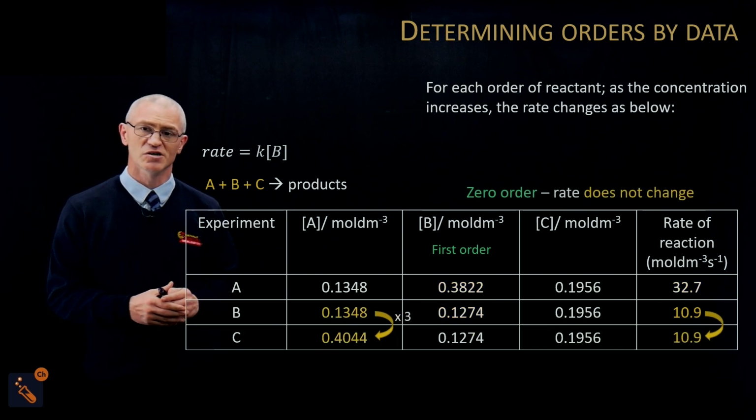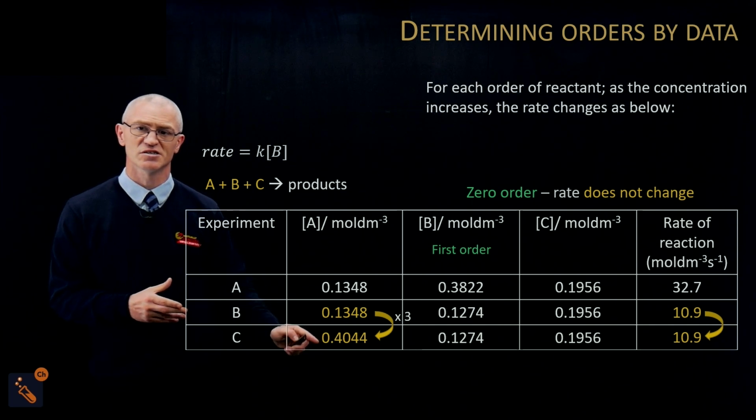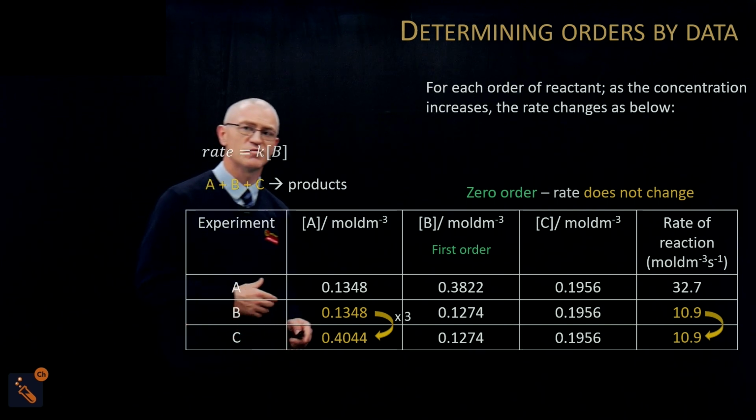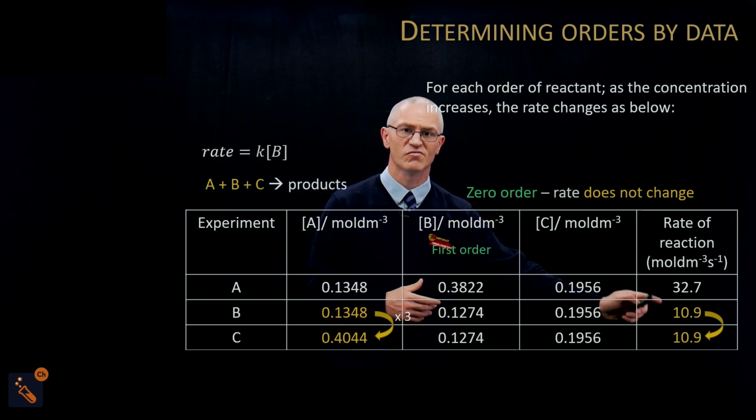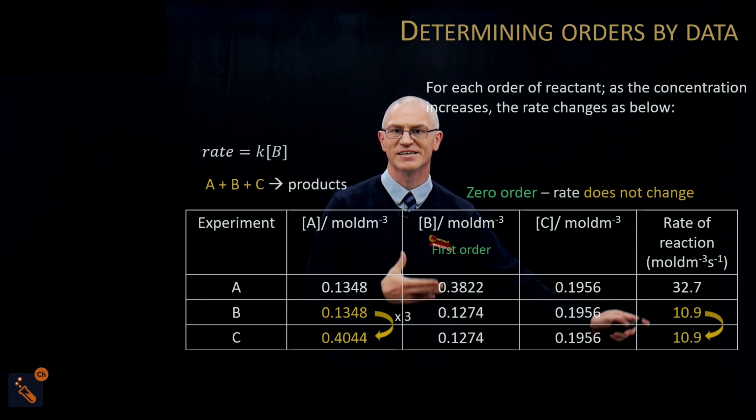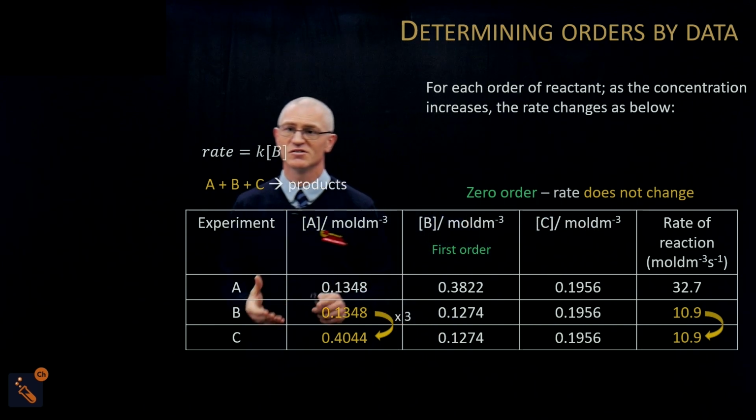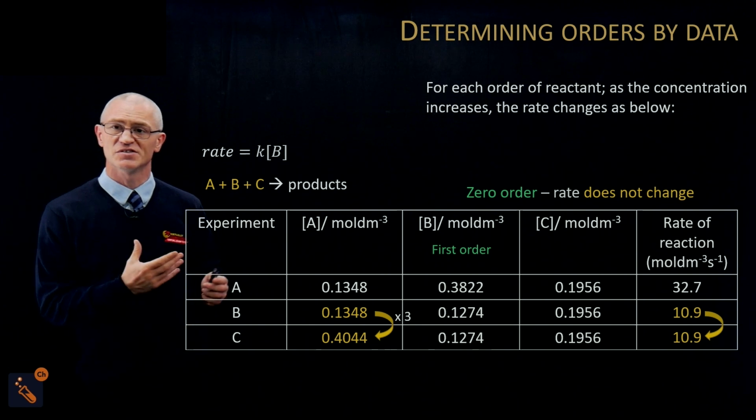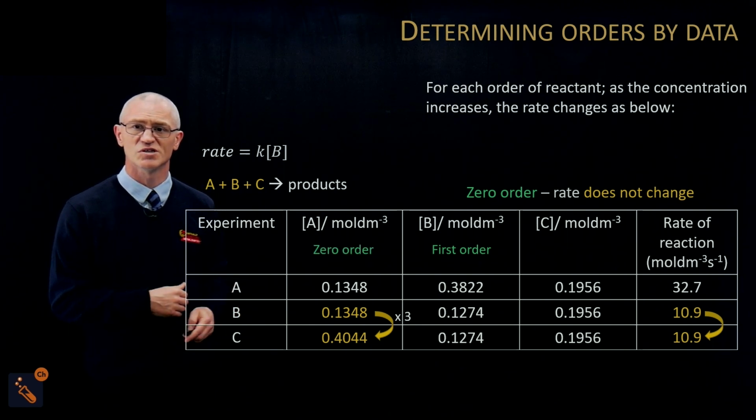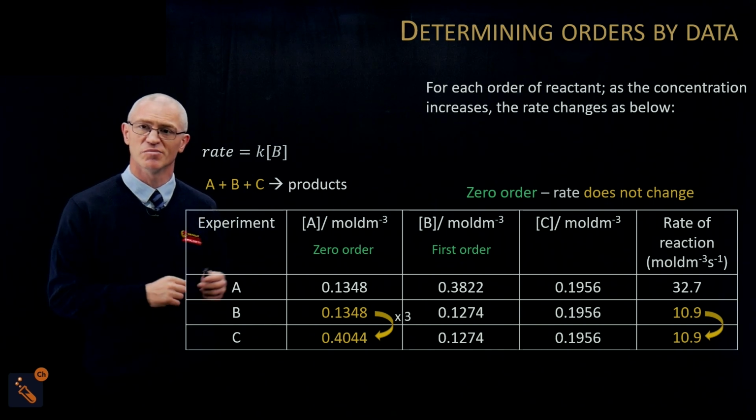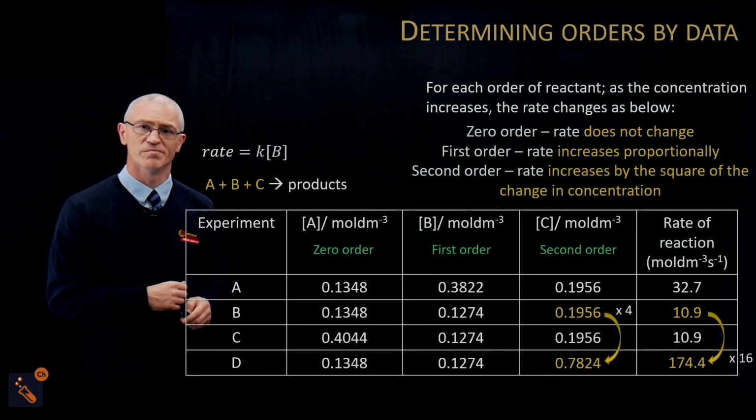As you go to the next one, you can see that we're changing the concentration of A, and we're doing that by 3 times. Then if we go across here, you can see that our rate of reaction is staying exactly the same. So it's not changing. That's why we write 0 order, because the rate does not change with that concentration change. And if it's 0 order, we don't put it in our rate equation. So there will be no A square brackets in our rate equation. Moving on to the next one.